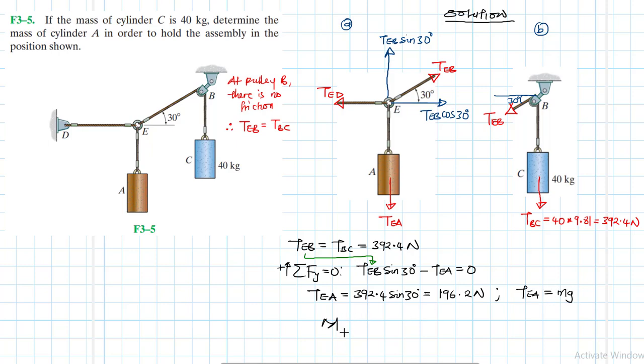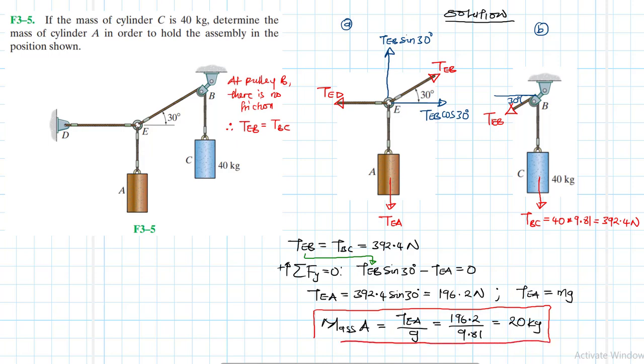Then our mass A, we know that TEA is equal to mg. So we make m the subject of the formula, which gives us mass A. Therefore, mass A is going to be equal to TEA divided by g, which is equal to 196.2 divided by 9.81, which gives us 20 kg. So this is finally the mass of cylinder A, which will maintain equilibrium.